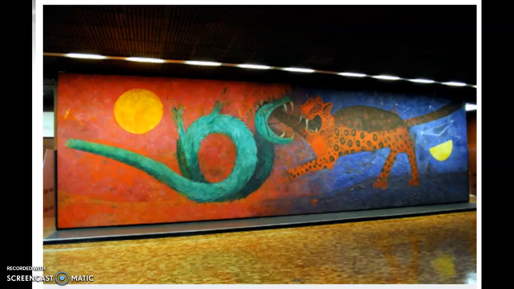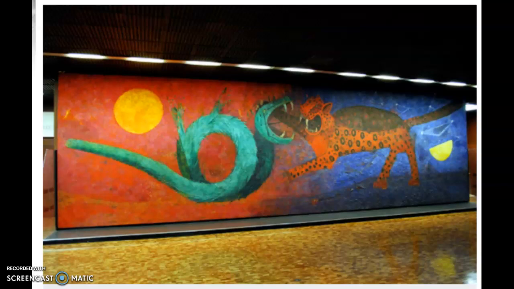It is visually balanced and symmetrical, with each side having warm and cool colors. The focal point is the center of the painting, where the serpent and the jaguar are confronting each other. It draws the eye into the conflict.